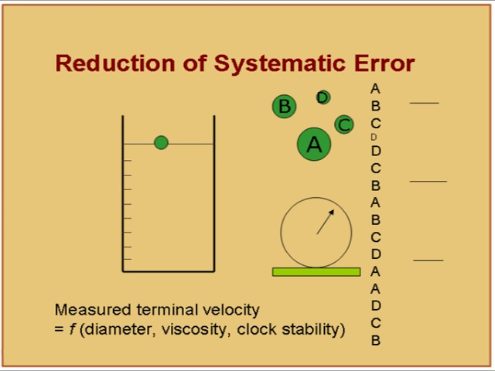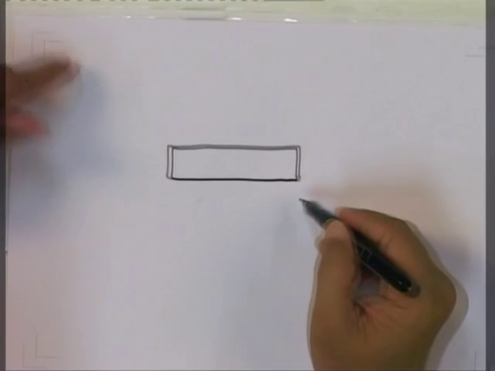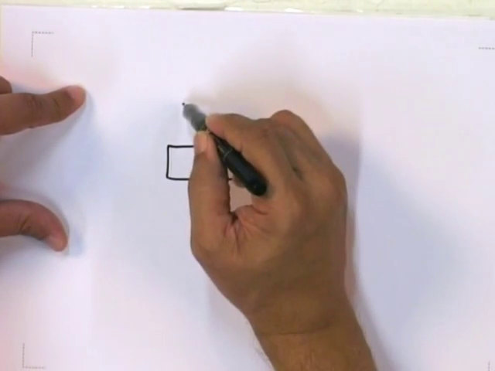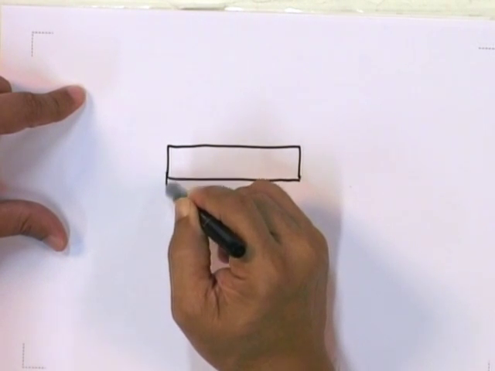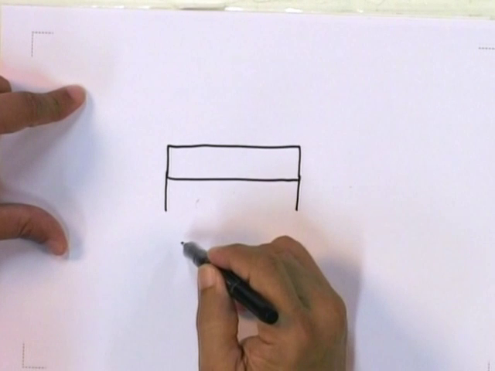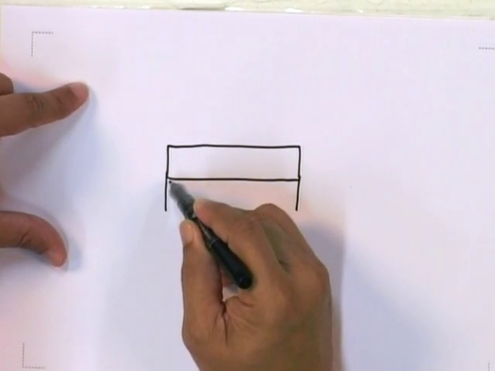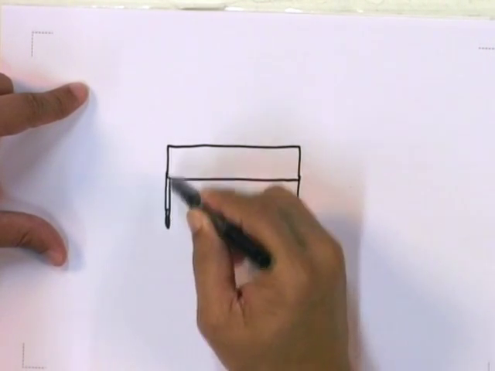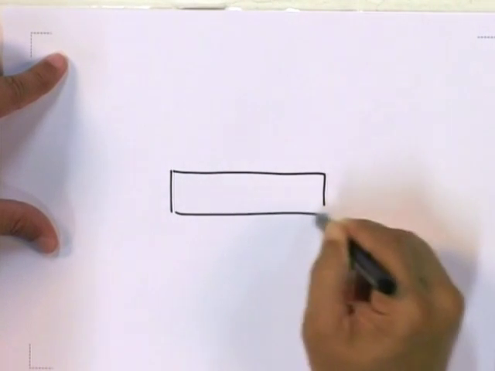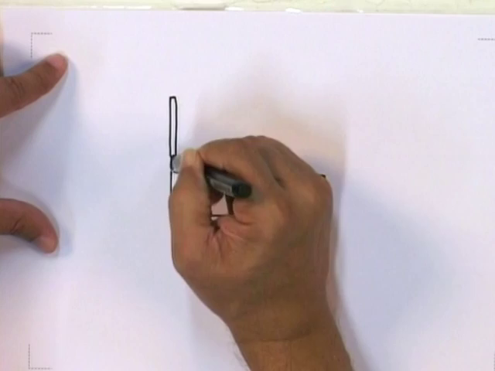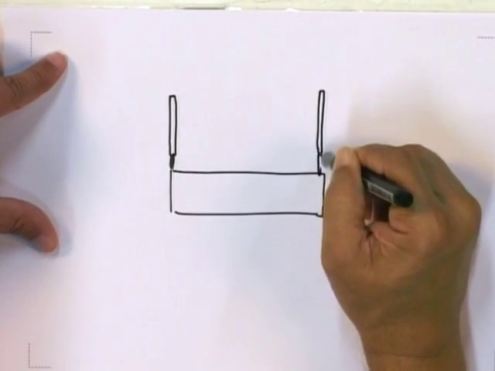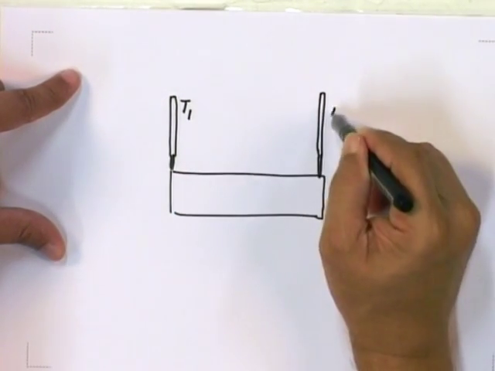Supposing you are measuring the thermal conductivity of a sample. So how do you measure thermal conductivity? Let us say this is your sample, and you see to it that one end of the sample is maintained at a particular temperature, another end is maintained at another temperature, and you are measuring the temperatures at these two ends using two thermometers. This is the sample. This is one thermometer and this is another thermometer. So this thermometer measures T1, this measures T2.